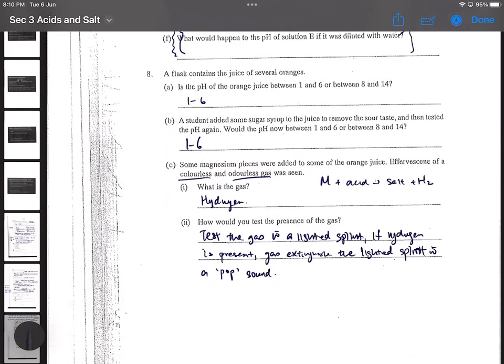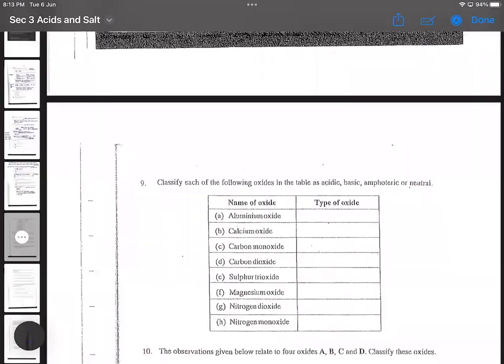Those who are done, oxides. The two major classifications are whether the oxide is a metallic or a non-metallic oxide. So those are the two major classifications.